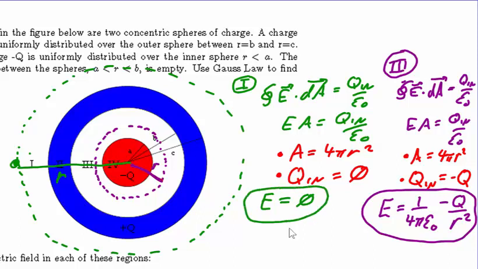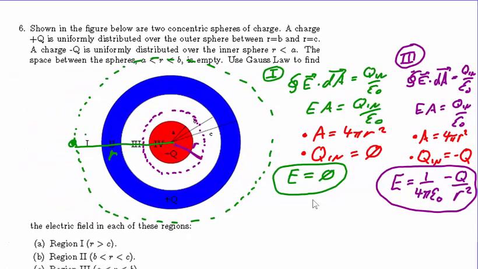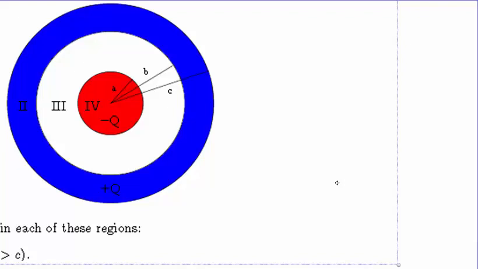Let's move on to the tougher calculations, and in particular, let's deal with region 2 right away. Here we've reproduced the figure in a magnified view so that we can easily follow what's going on as we draw the Gaussian surface. We place the point P somewhere within the blue charge, the outer sphere, and we're going to do so at a radius r.